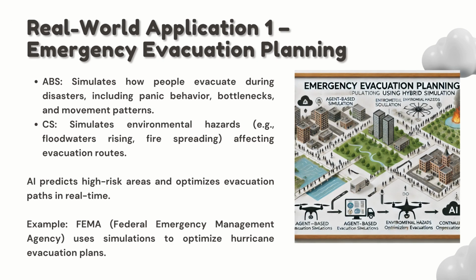One major application of hybrid simulation is evacuation planning. ABS helps predict how people behave during an evacuation. Some may panic, others may take alternative routes, while CS monitors hazards like flood levels or fire spread. For example, organizations like FEMA use these simulations to design evacuation routes and optimize emergency plans, ensuring people reach safety efficiently during disasters.